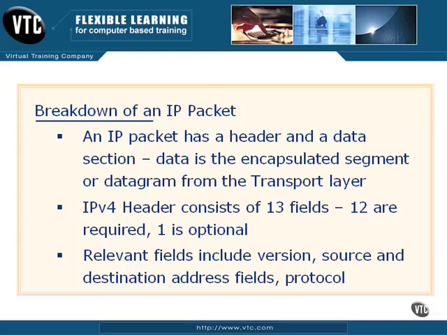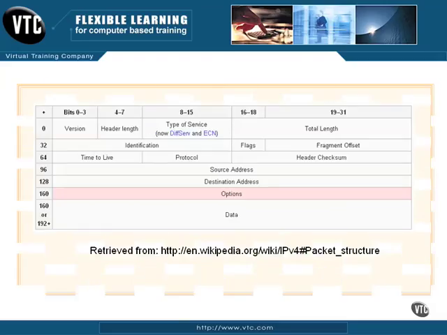The IP version 4 header consists of 13 fields, and 12 are required to be used during a communication session. One is optional. We'll talk about that in a moment. Some of the fields you need to pay attention to include the version, the source and destination address fields, the protocol, and so forth. And we'll take a look at those right now. First of all, the version is normally going to be set to 4, meaning it's an IP version 4 header. Makes sense. We also have different fields such as header length, type of service, total length, identification, and so forth.